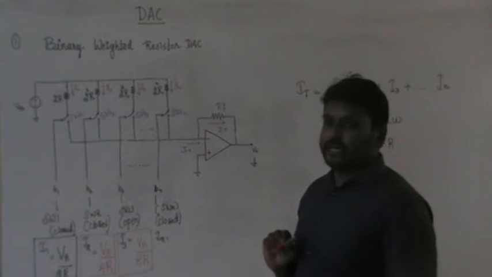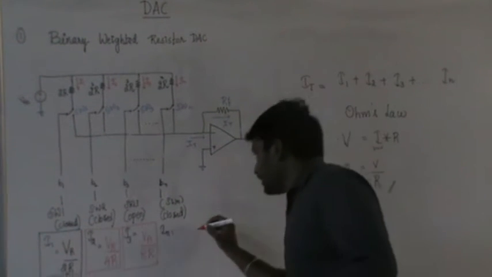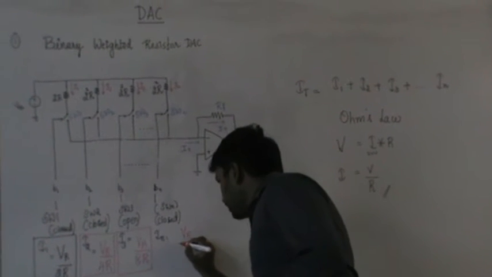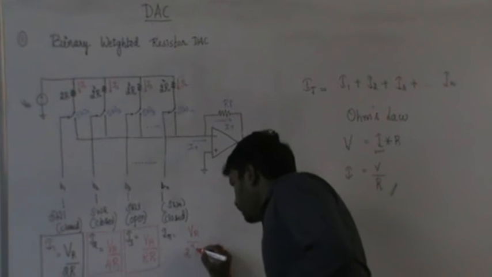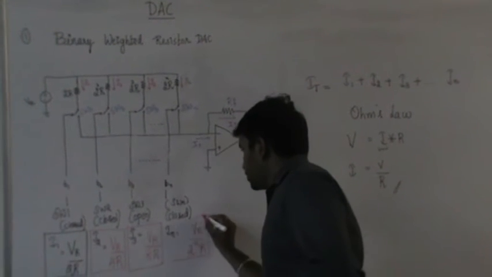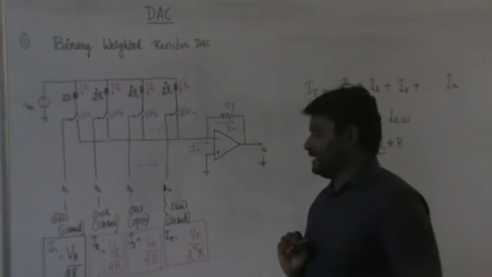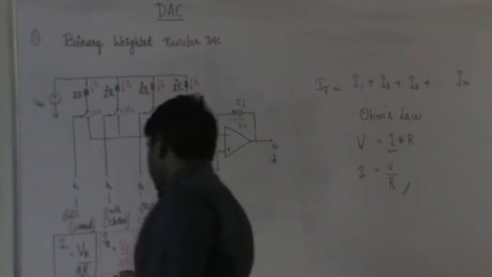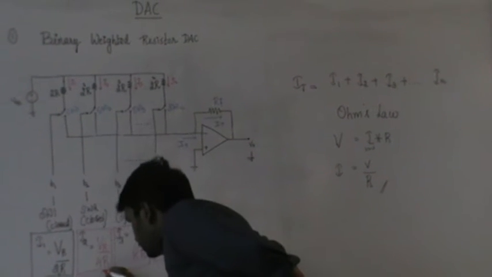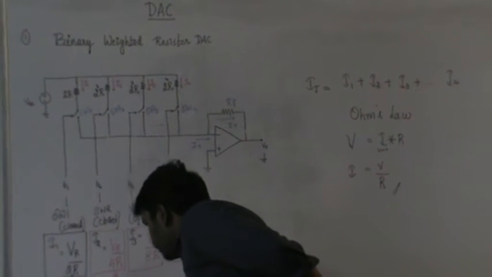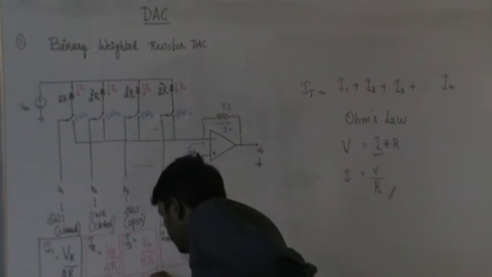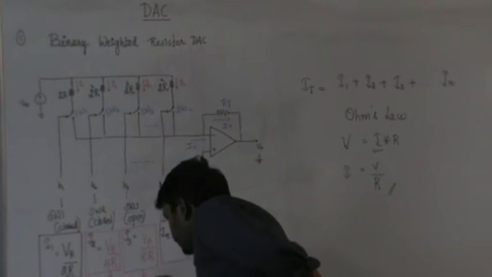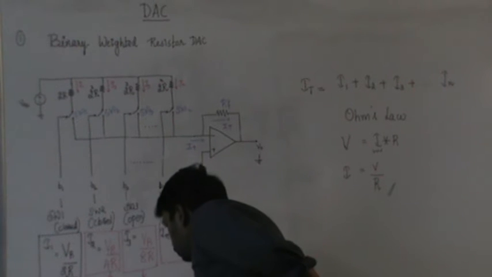Next, how to write the equation for IN? Similarly, VR divided by 2 to the power of N into R. So this is the equation for IN. How can I write it for this? This I can write as VR by 2 square R, right? And this I can write as VR by 2 cube R.